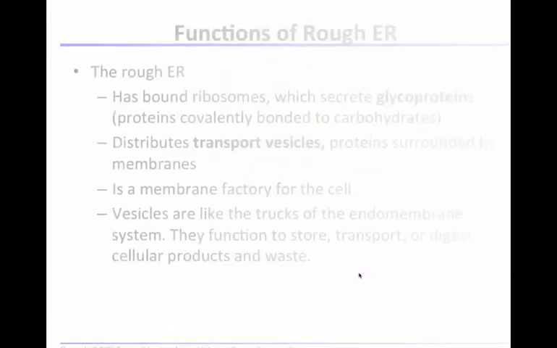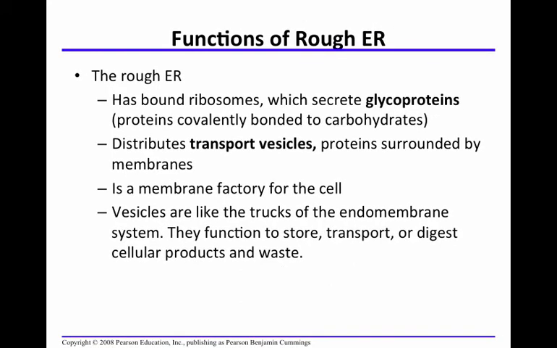So it's important that you begin to learn these terms because they apply to a number of organs and different structures. So what are the functions of rough endoplasmic reticulum? The rough ER, which has bound ribosomes, they secrete glycoproteins. Glycoproteins are proteins that are covalently bonded to carbohydrates. Glycoproteins, proteins covalently bonded to carbohydrates. Covalent bonds. Reminds me of a previous chapter.